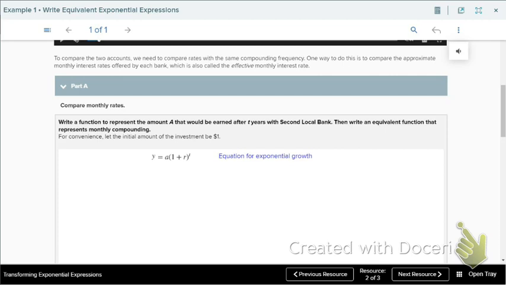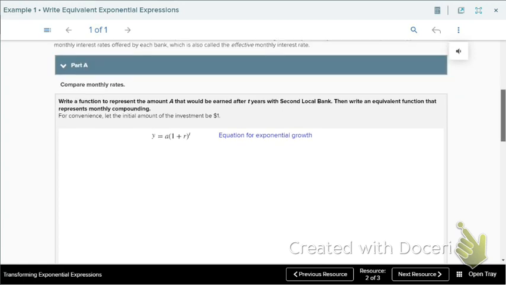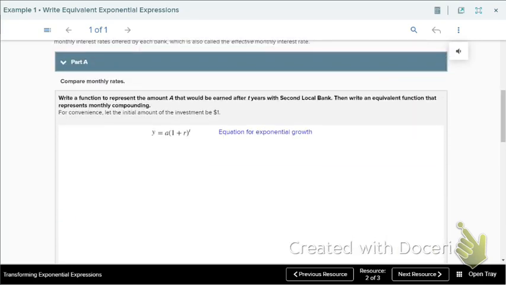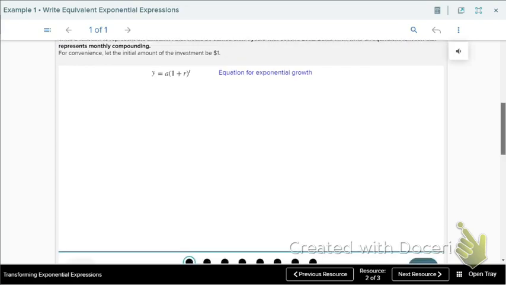So it says write a function to represent the amount A that would be earned after T years with the second local bank. Then write an equivalent function that represents the monthly compounding. So for convenience, we're just going to let the initial amount of money that you deposit into the bank account be $1. We all know that that's kind of ridiculous, but if that's all you have, that's all you have. That's where we're going to begin, by looking at just that $1 getting put in there. That's going to make it a whole lot easier to compare numbers.